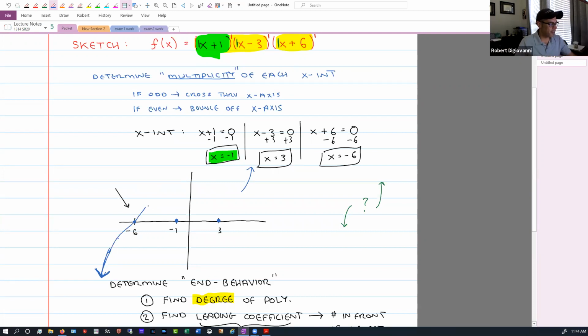And then this is almost like back in kindergarten, first grade, I'm trying to connect the dots, but I can't just do it however I want. I have to follow the rules here. So when I get to -1, I have to turn back, and when I get there, I have to cross through the x-axis again. But I have to get back to 3, so when I get to 3, I have to cross through again because the multiplicity was odd. And then I connect it to that right side going up. And that is my picture.